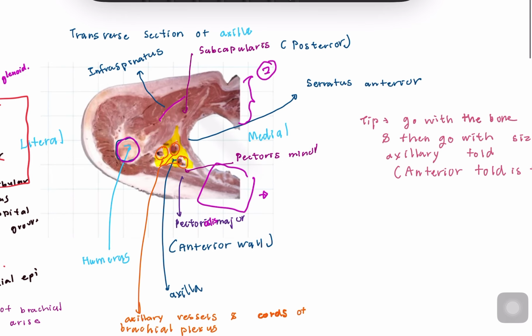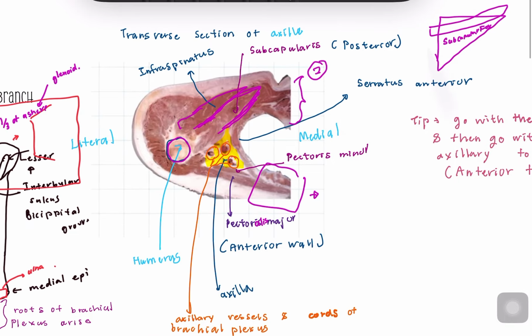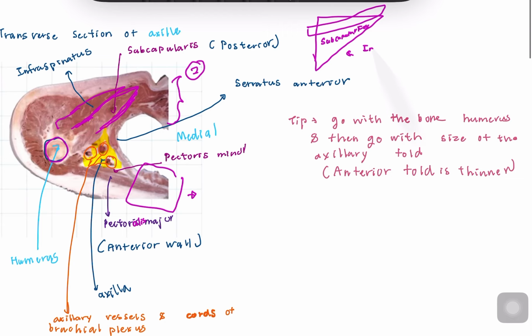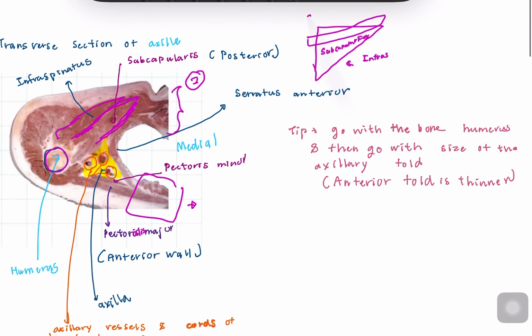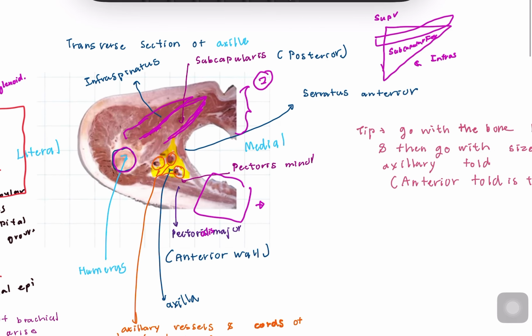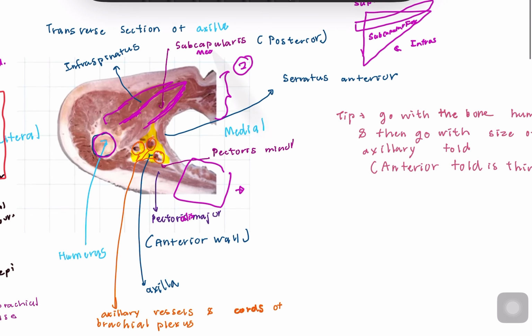So we can see the subscapularis muscle here that is connected to the costal side. It is connected to the subscapular fossa, and the infraspinatus, inferior part, and above we have supraspinatus. So this is on the medial side of the scapula, and this is the posterior side.